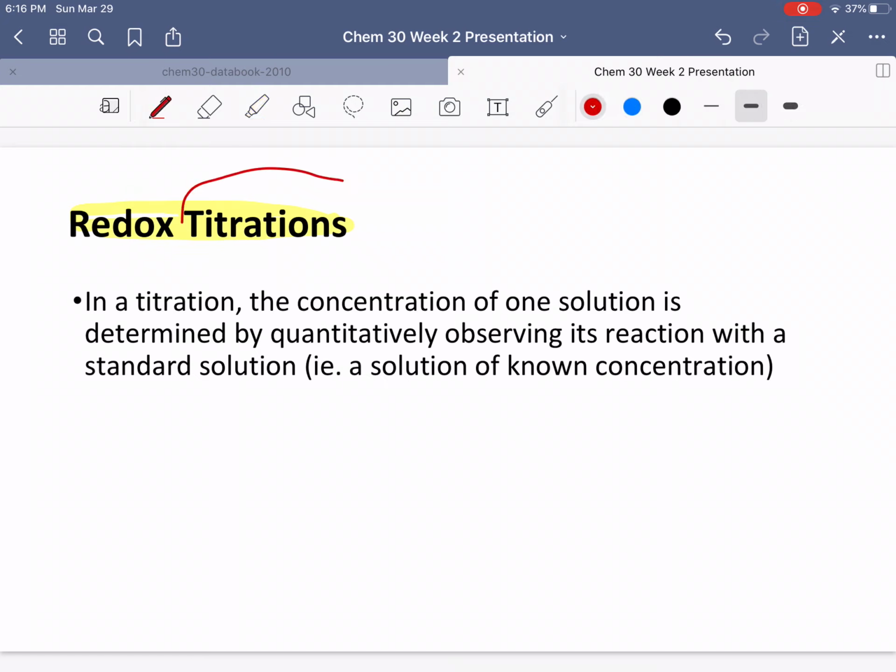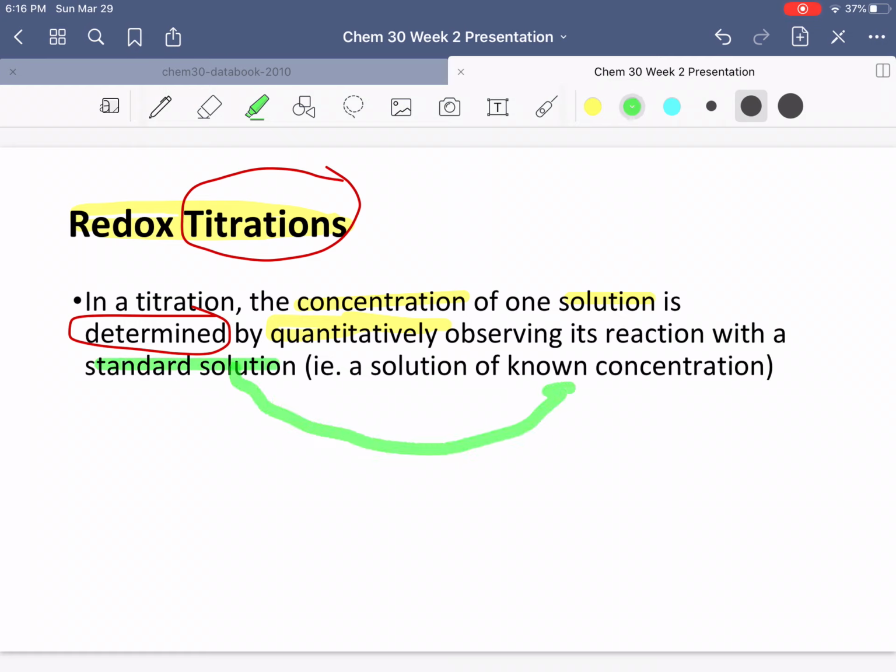Titration should ring a bit of a bell from the very end of Chemistry 20. A lot of time is spent on titrations. Ultimately, a titration is when the concentration of one solution is determined quantitatively, that means going through numbers, by observing the reaction with a different standard solution. And a standard solution, by definition, is just a solution where you know the concentration of it.